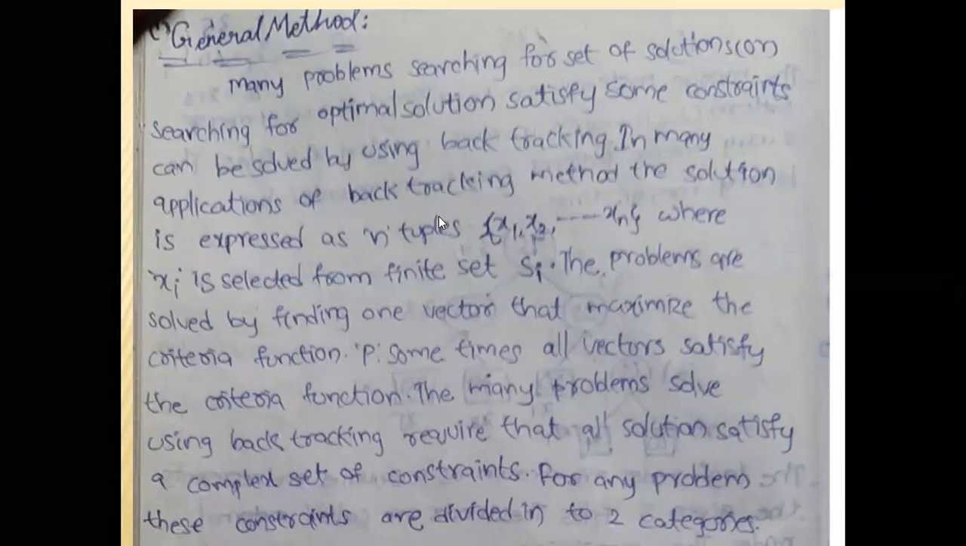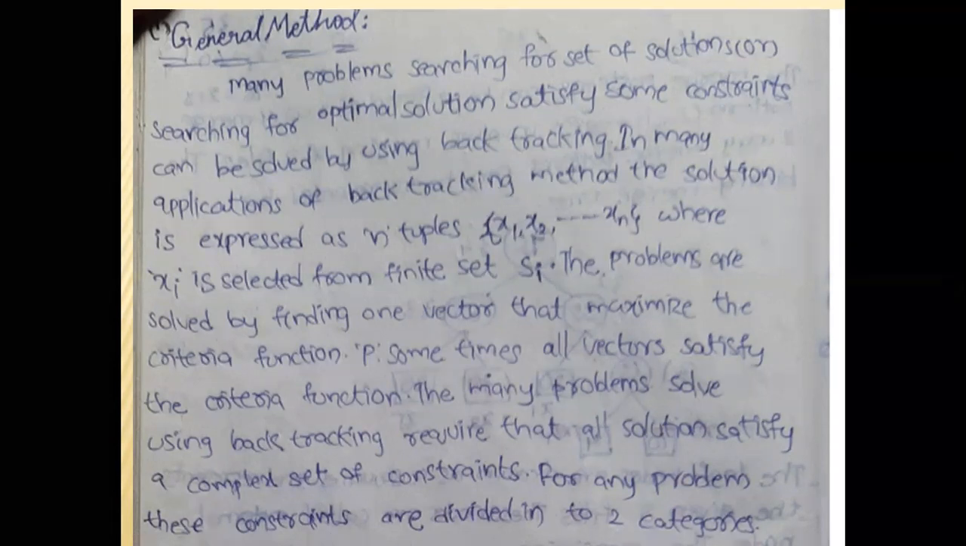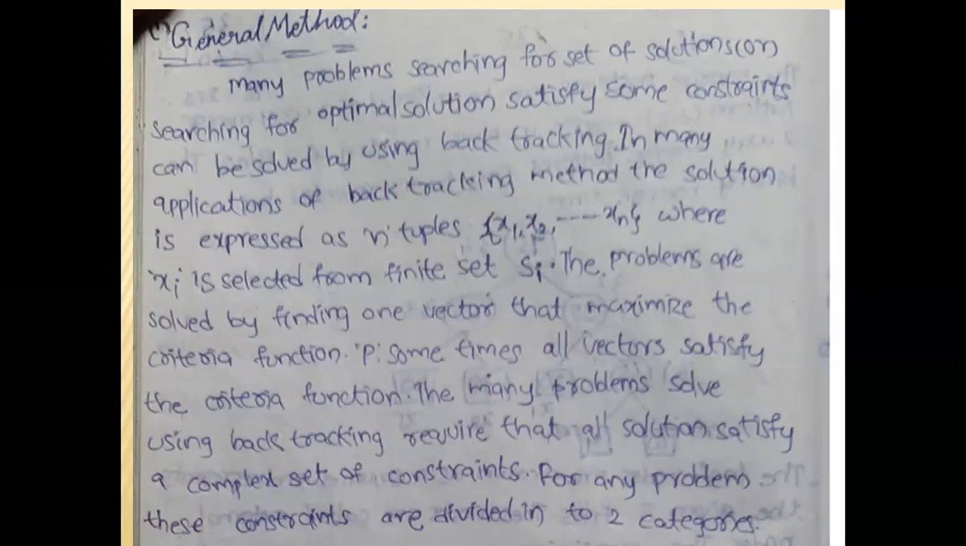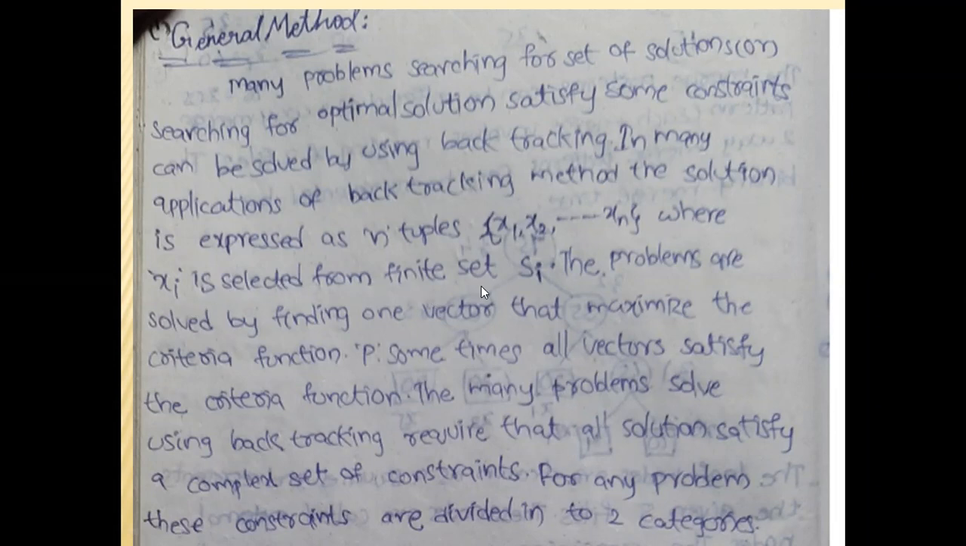In all these four problems, the solution is represented by the tuple x1, x2, x3, x4, x5, x6, x7, up to xn, where x of i is selected from a finite set. For a 4 by 4 chess problem, x of i is selected from 1, 2, 3, 4. Suppose for some subset problems there are only 4 elements; x1 is either 1 or 2 or 3 or 4. Same for graph coloring and the Hamiltonian cycle, where x of i is selected from a finite set S of i.